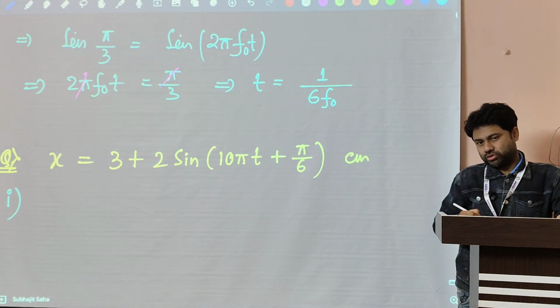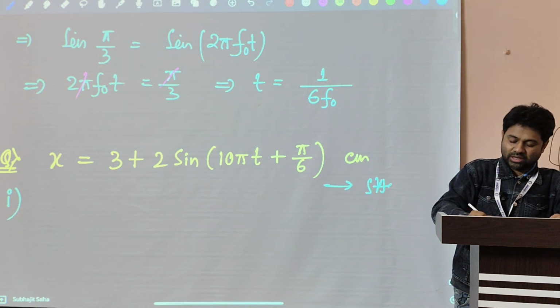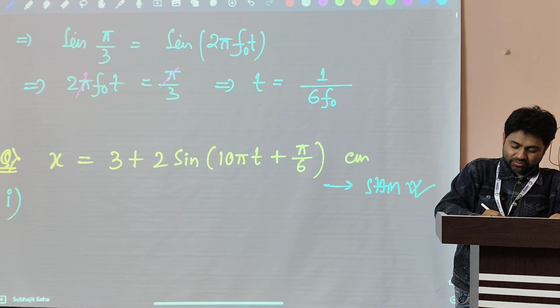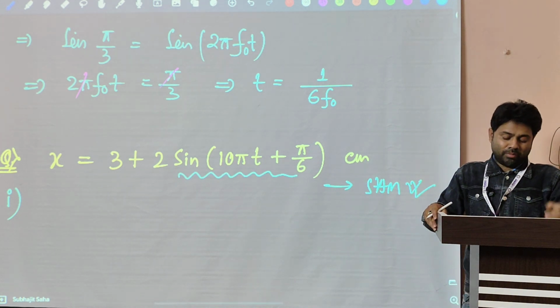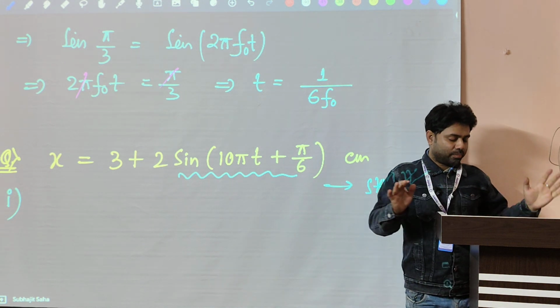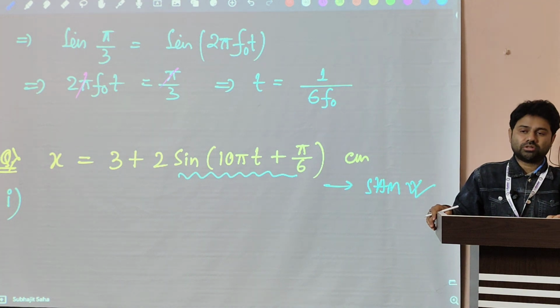But what will be its amplitude? It's an SHM, simple harmonic motion, no doubt about that. It contains the sine function, so it's simple harmonic motion. Whatever is added, do not mind it. You do not have to mind whatever is added to this function. But what will be its amplitude?